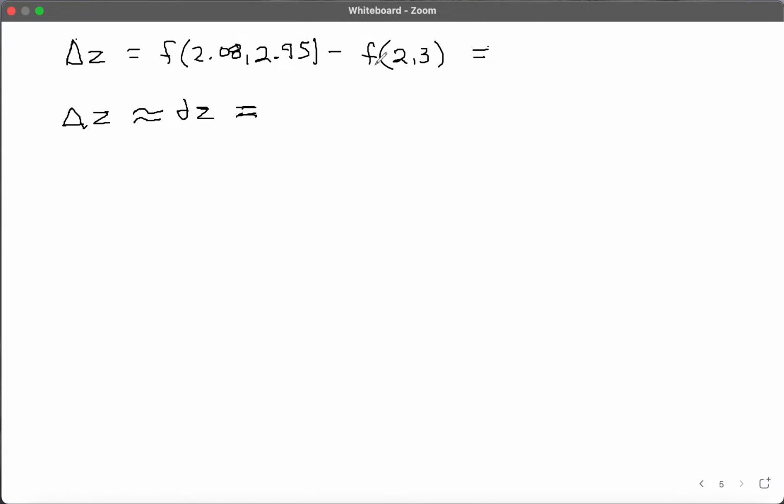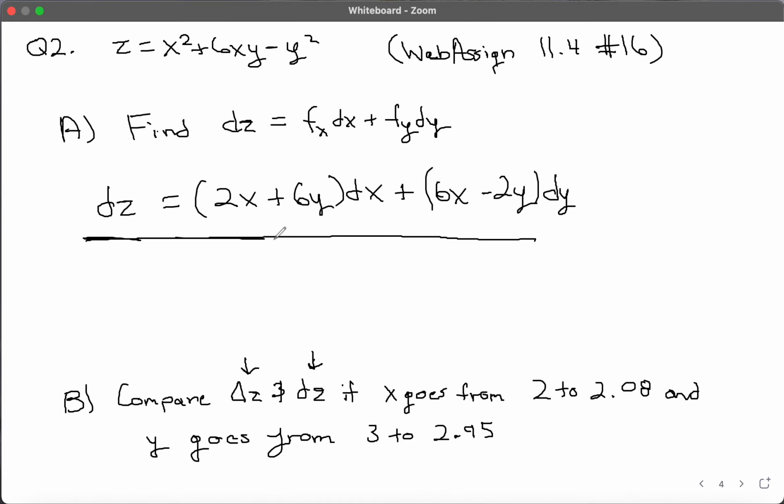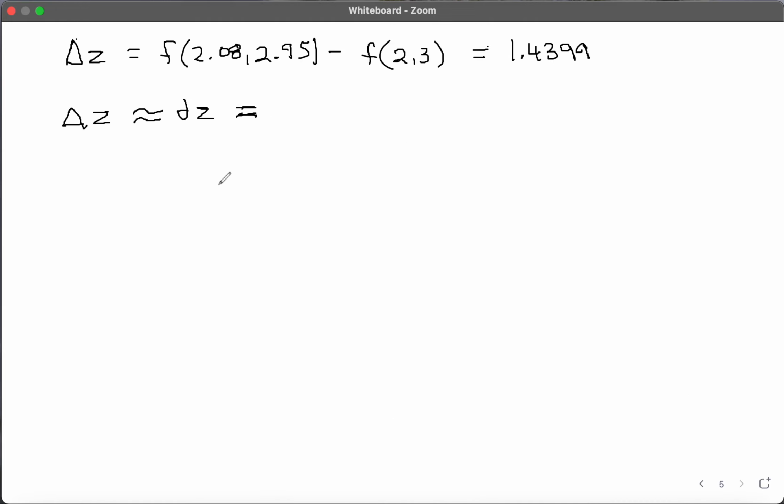So if you want to find the exact change, the way we would do that is we'd actually plug in f(2.08, 2.95) minus f(2, 3). And when we plug that in, we are going to get about 1.4399. And this is what you get if you plug it into a calculator. So let's actually check if our approximation gives us something close. So let's use the formula right here, which we calculated in part A, and go ahead and plug in these values.